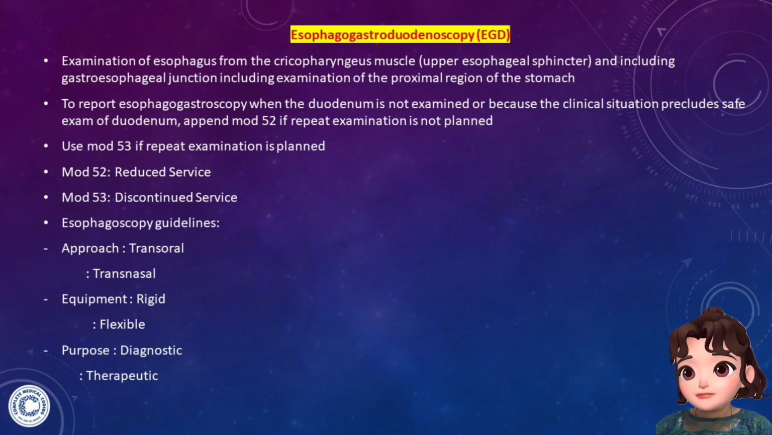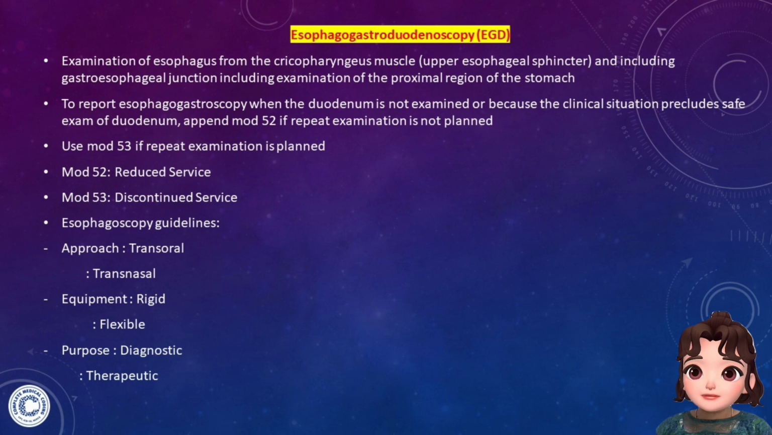Let's move on to EGD, esophagogastroduodenoscopy. It means examination of esophagus from the cricopharyngeus muscle, means upper esophageal sphincter muscle, and including gastroesophageal junction, including examination of the proximal region of the stomach. To report esophagogastroscopy when the duodenum is not examined or because the clinical situation precludes safe exam of duodenum, we need to append modifier 52 if repeat examination is not planned.